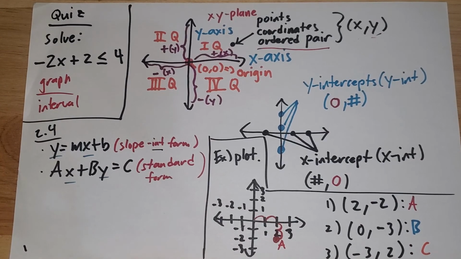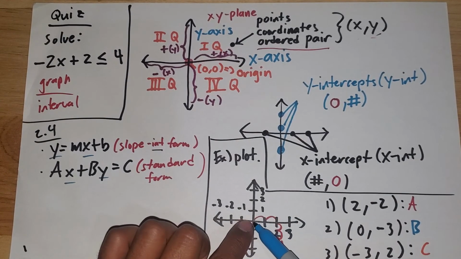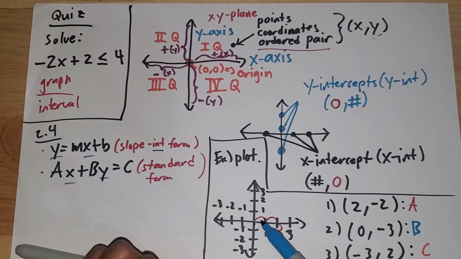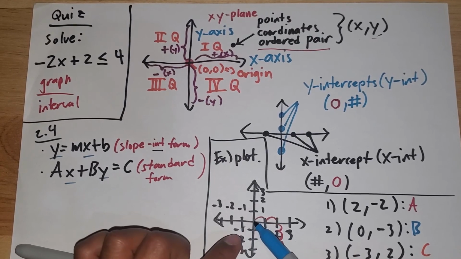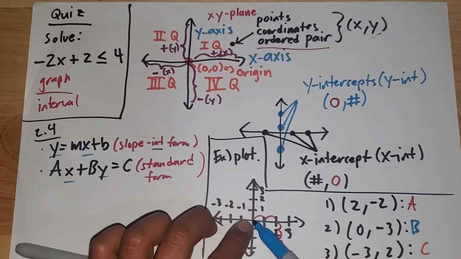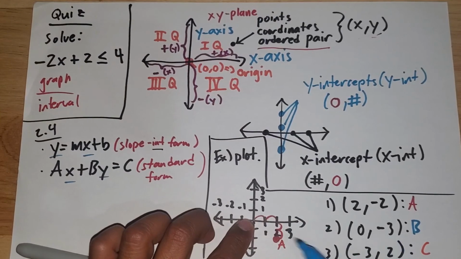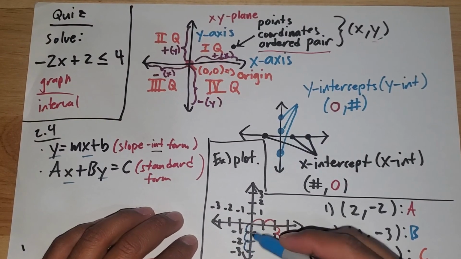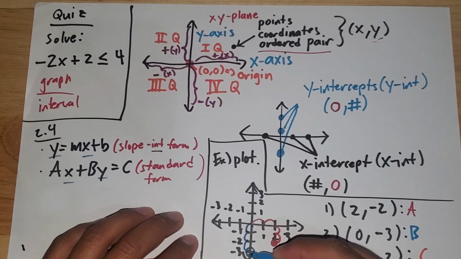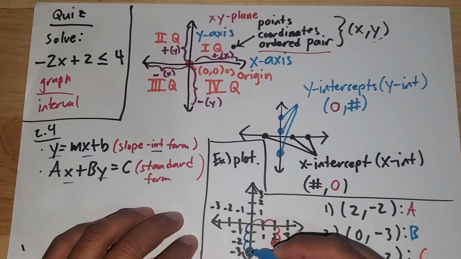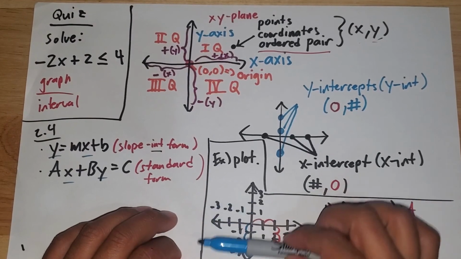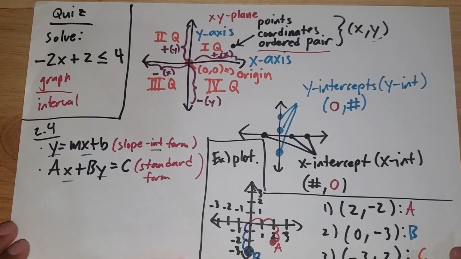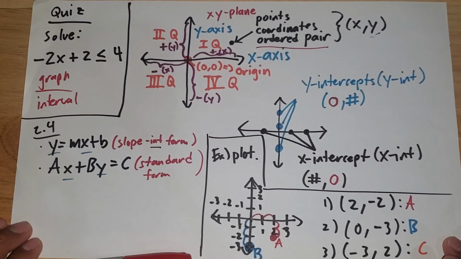Similarly with B, again, I always start at the origin. Since my X is 0, that means I'm not going left or right at all. I'm staying right here at the origin still. But then for my negative 3, I actually have to go down 3. Because that's where negative 3 is. And the negative Y's are below the X-axis. Here's my B. You can see that.